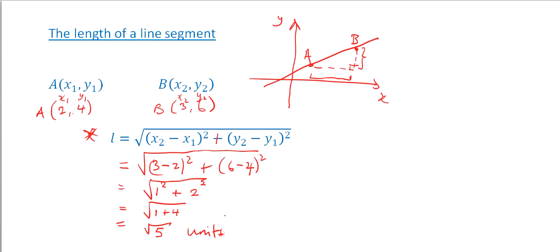And the reason why we are putting units is because we're finding the length of a line segment. Okay, so you can use a calculator and find the square root of 5, which would be 2 point something, or you can leave the answer as the square root of 5.